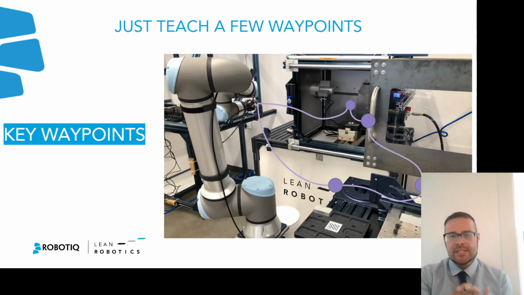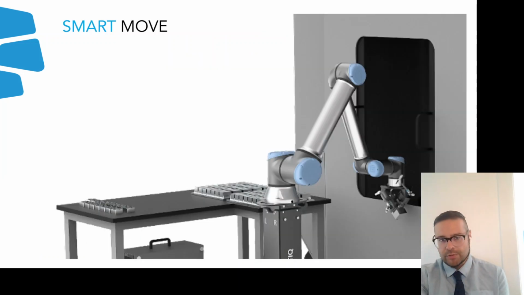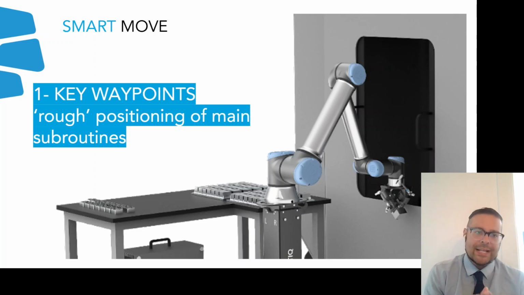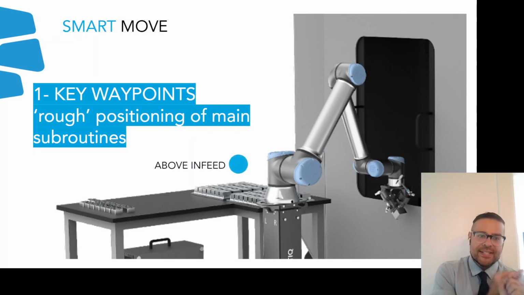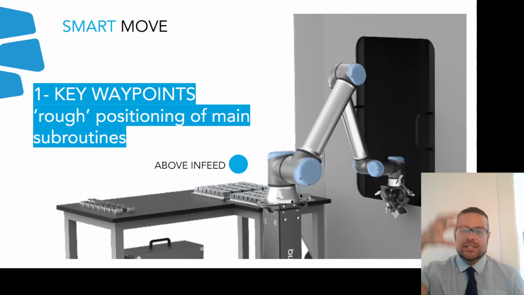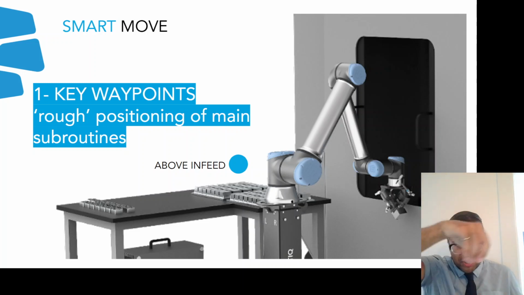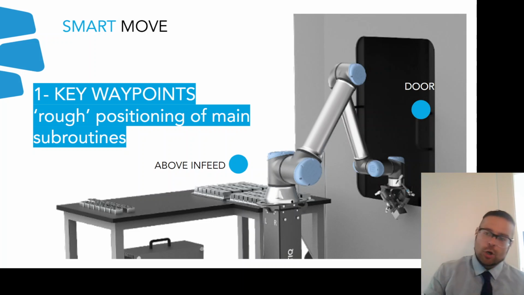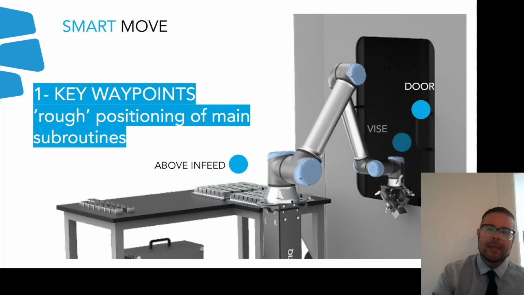The first thing you'll want to do is to teach the key waypoints. The software will walk you through this. So first you're gonna teach the key waypoints, that's the rough positioning of the main subroutines or the main actions. The first key waypoint you're gonna have to teach is just above the in-feed, so just above the tray where you're gonna pick parts or the blank parts to put them in the machine. Then you're gonna teach it where the door is approximately, just approximately, again, rough positioning.